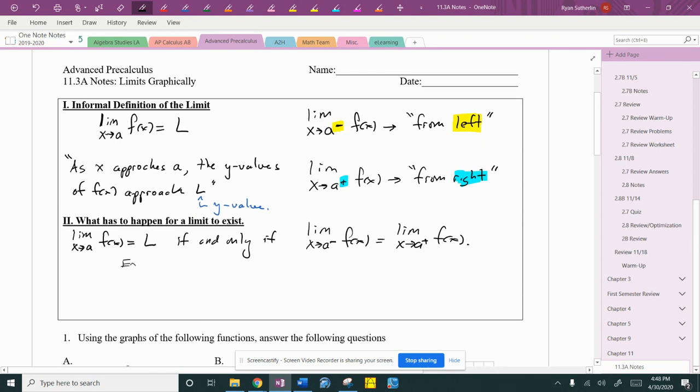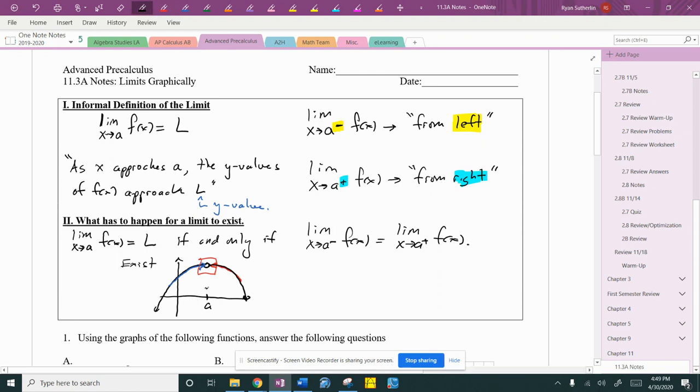So an example of one that does exist would be, let's say this is my a value here. And let's say I have a graph that looks like this. Let's say it's undefined there and goes down. I would say that this limit exists because as I approach a from the left and as I approach a from the right, I'm headed towards the exact same value. They're going to meet.